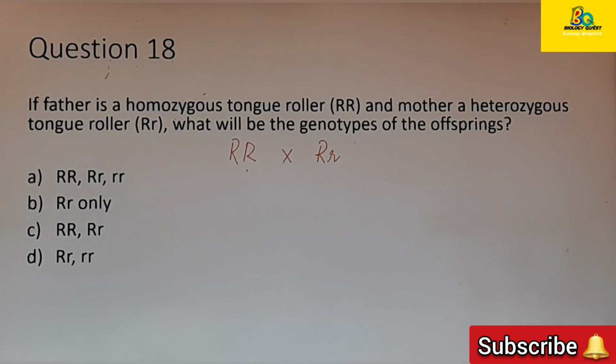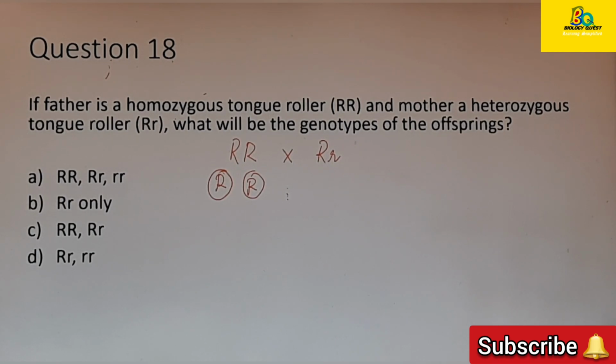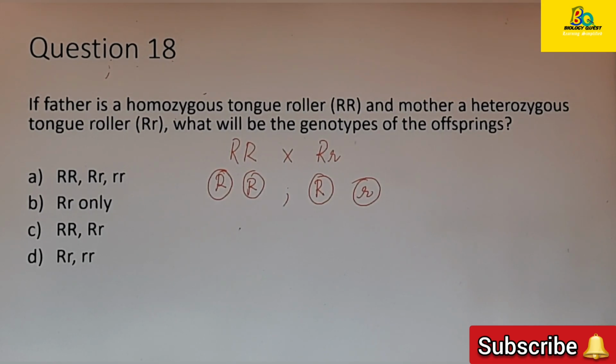Now what are the gametes produced? Father produces all the gametes containing capital R. All the gametes produced by the father will have capital R. Whereas what about mother? Mother produces two types of gametes. Half of it will contain capital R and the other half will contain small r. So now let us draw the Punnett square.